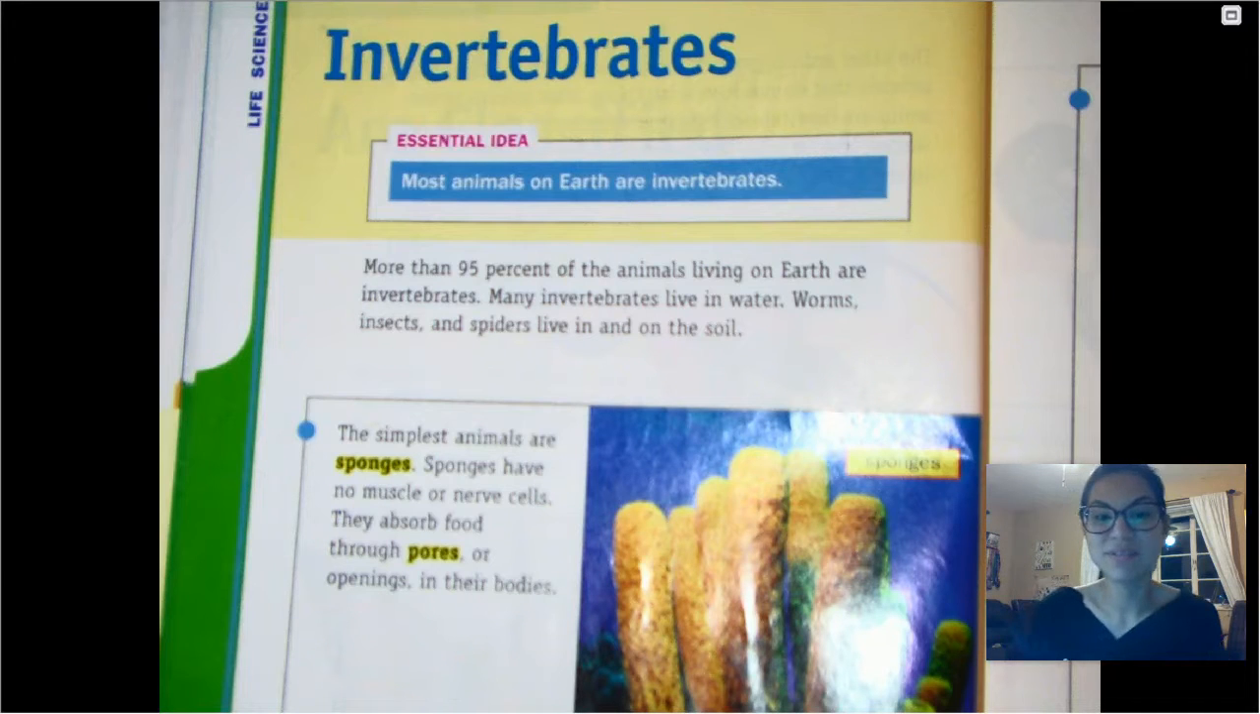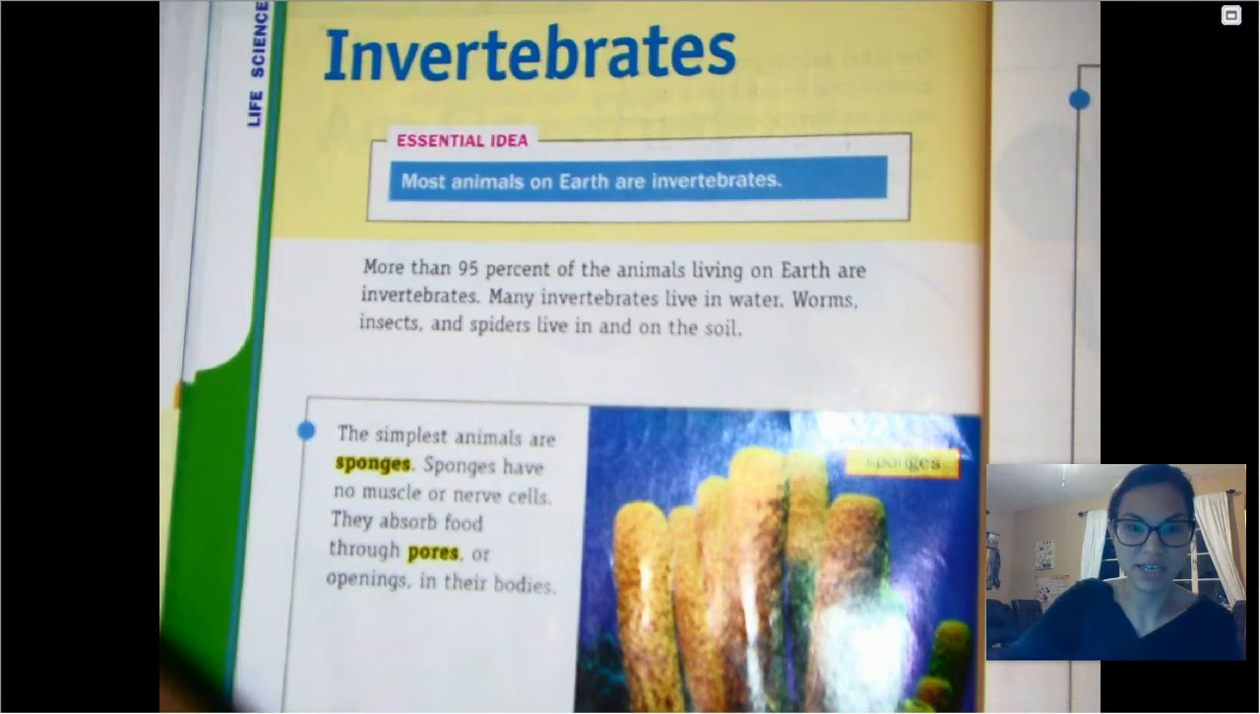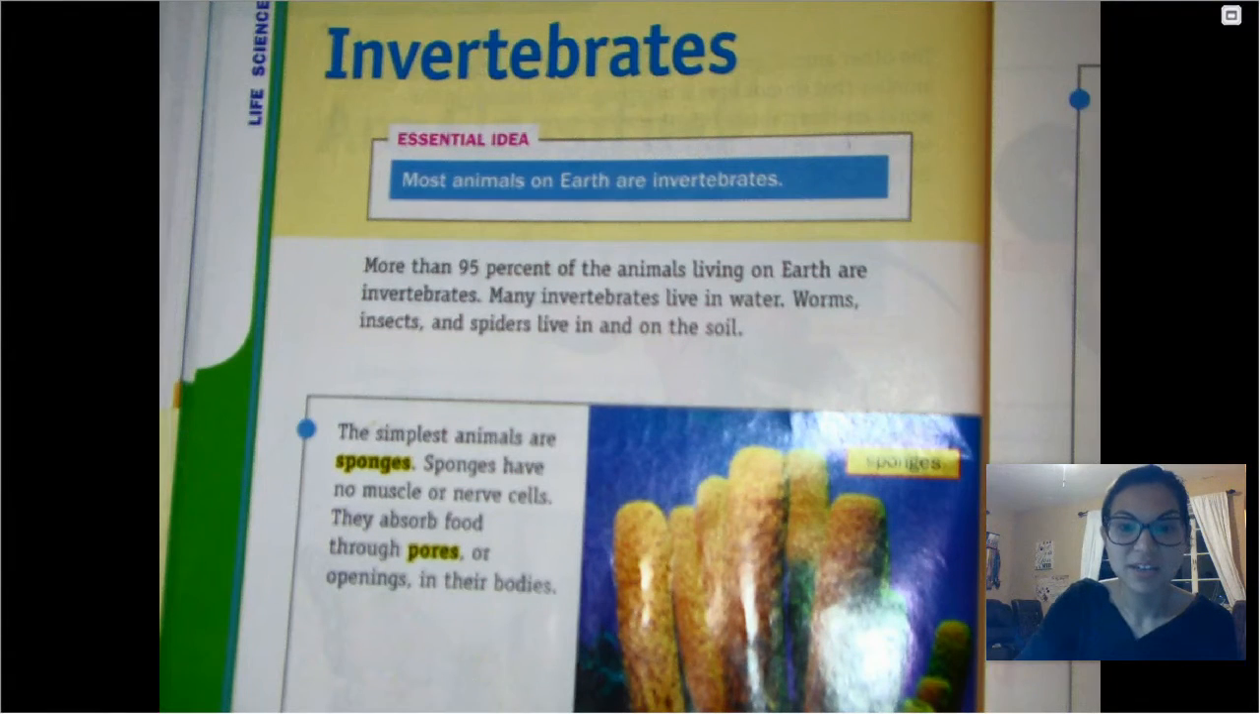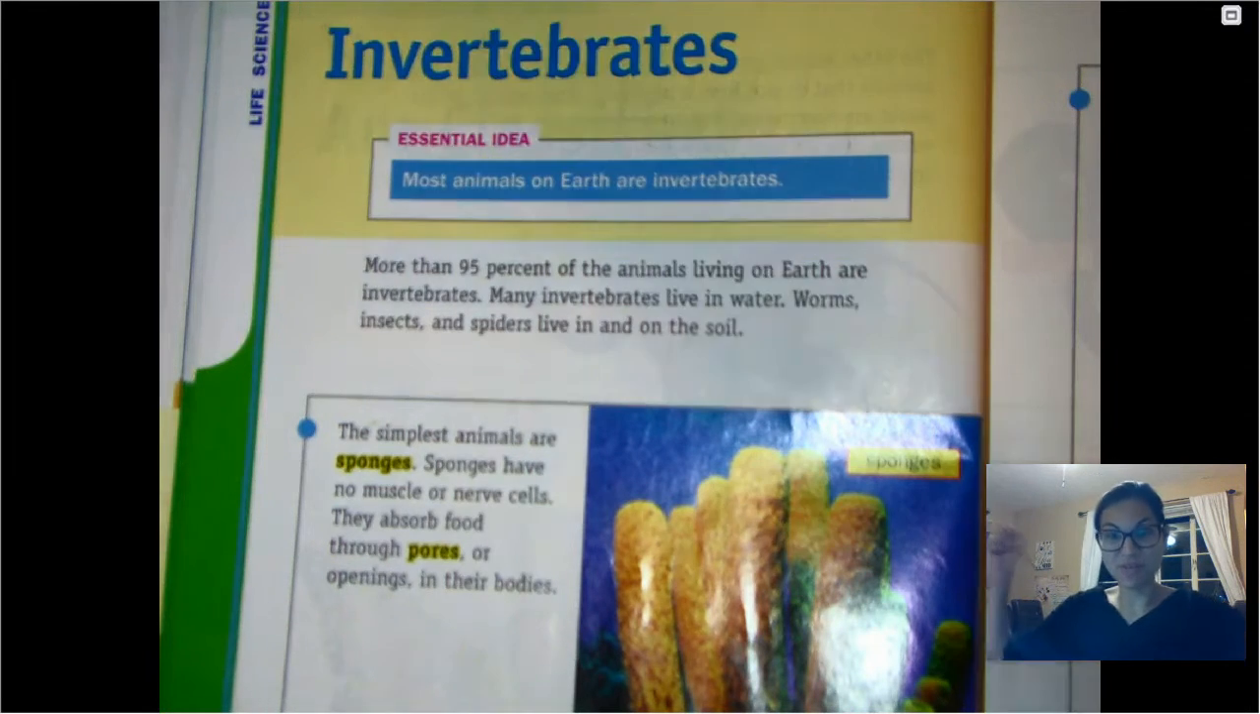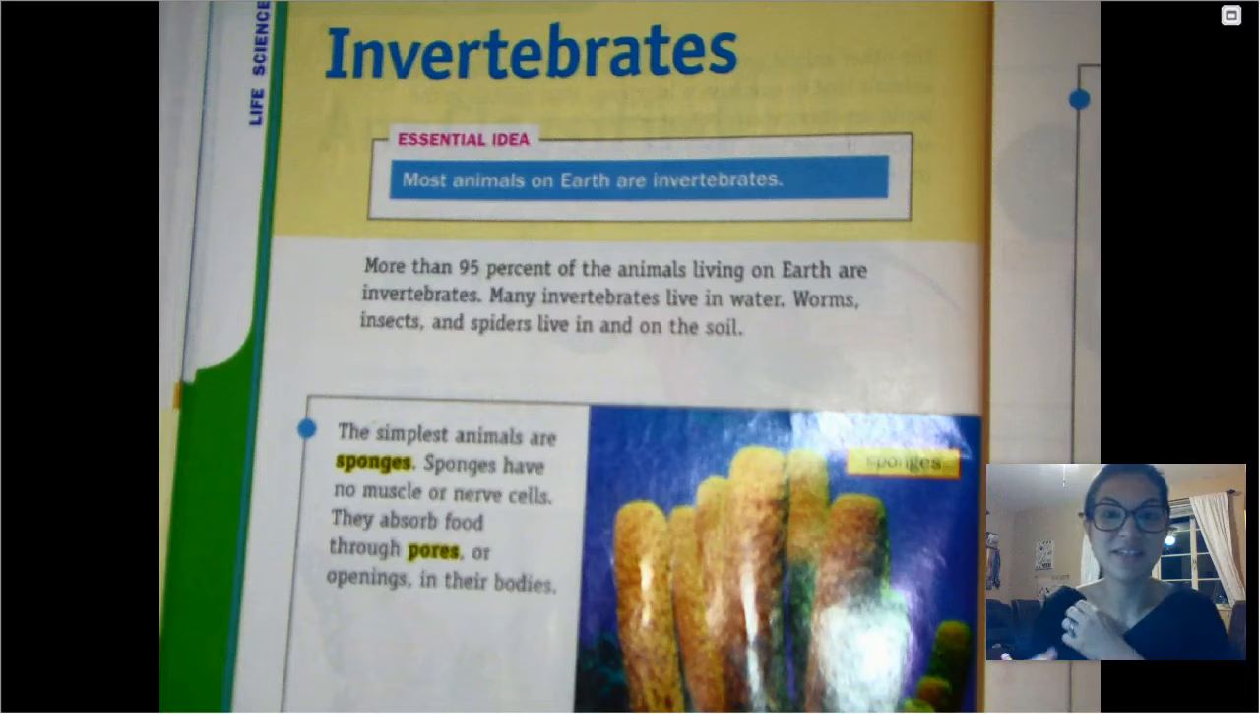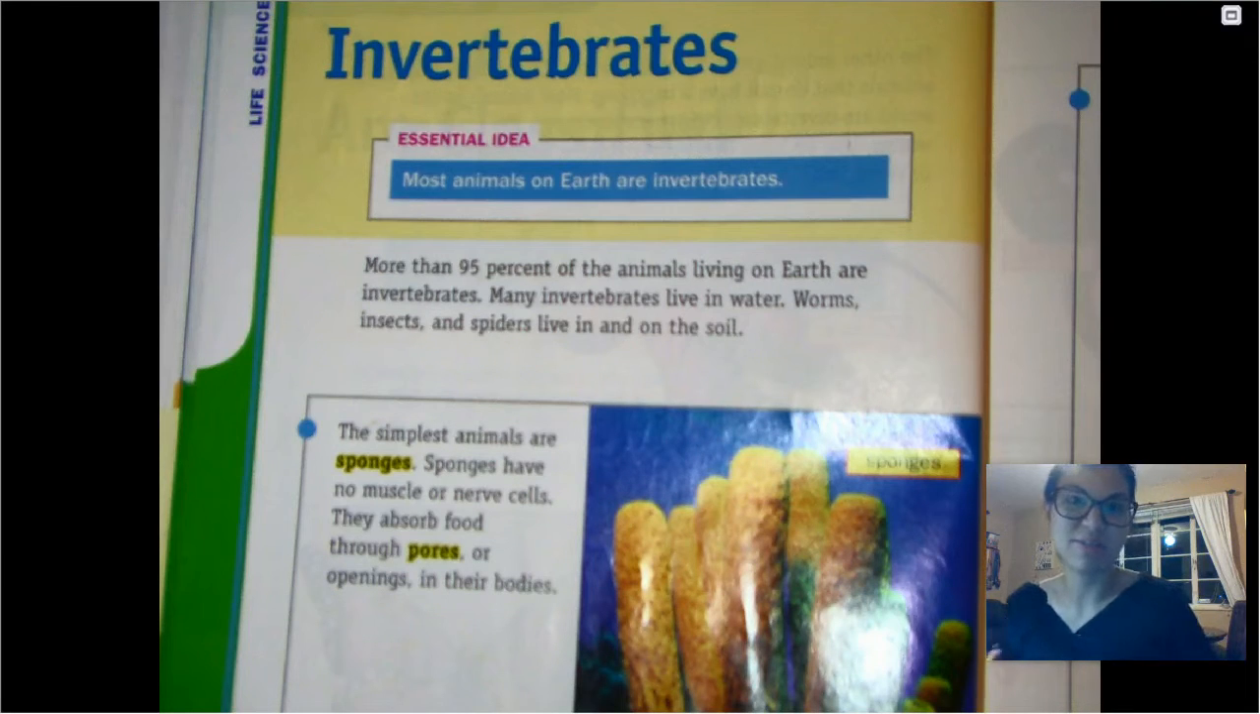The simplest animals are sponges. Sponges have no muscle or nerve cells. So that means because they don't have muscle or nerve cells, obviously we need our muscles to move around, and nerve cells help us feel things like pain or touch, maybe feeling something that's soft or rough, and even pain.